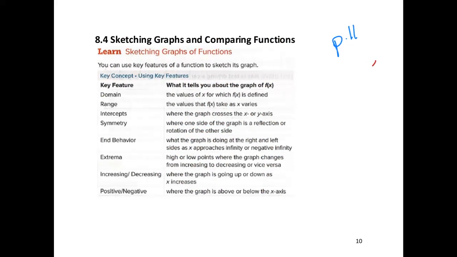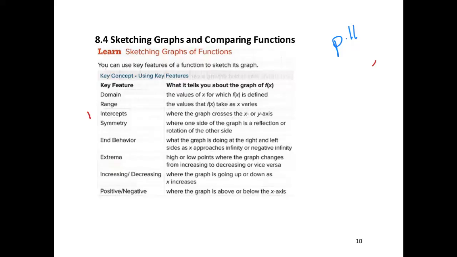So on page 11, this is a list of basic directions and the different kinds of directions that we are going to be given to try to sketch some of our graphs, okay? Domain. Sometimes they'll give us the domain, and that's all of our x values. They might give us the range.